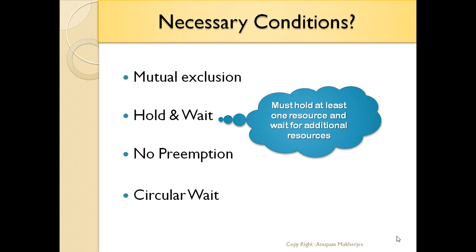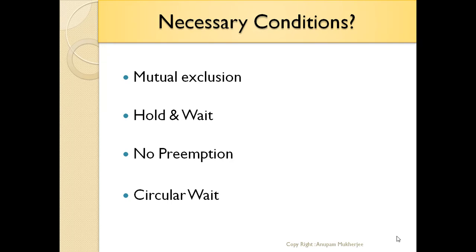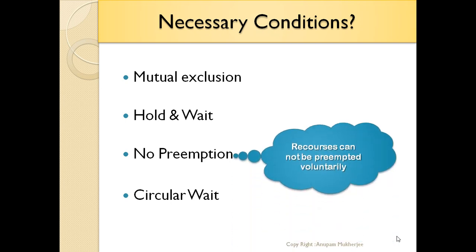Now the third point is no preemption. Preemption means release. So no preemption means resources cannot be preempted. No preemption means resources are not released in the middle of the work. They are released only after the process has completed its task. So no preemption: resources cannot be preempted voluntarily.